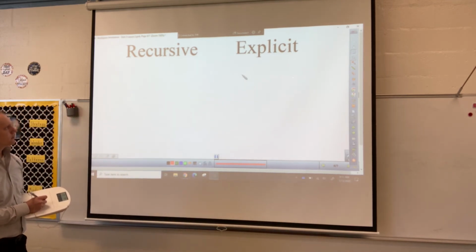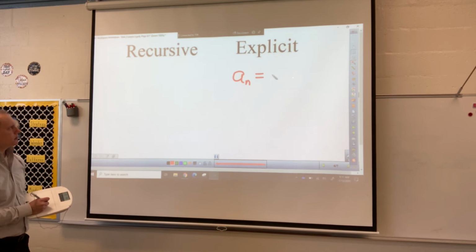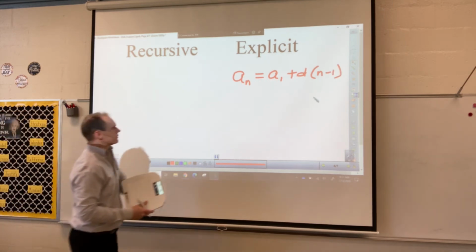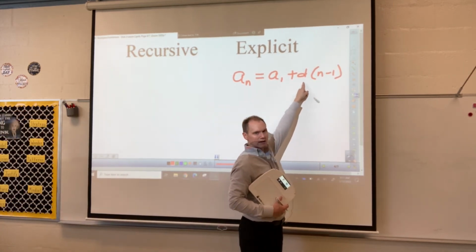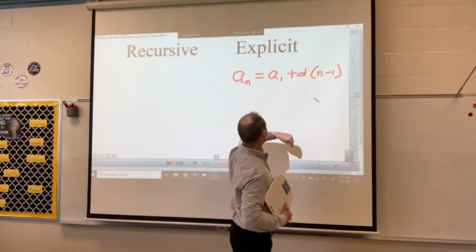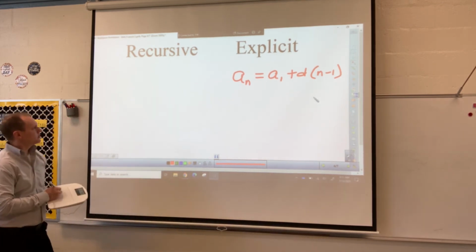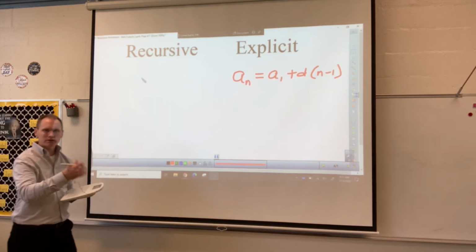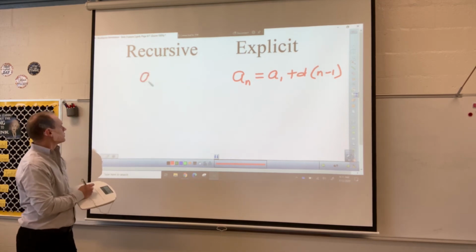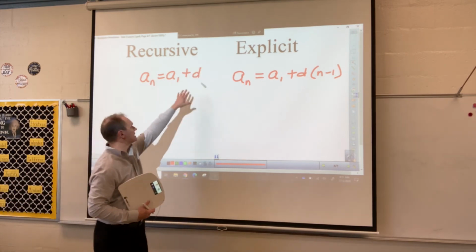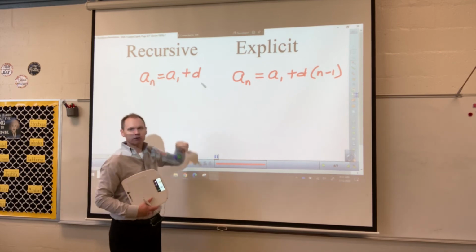Again, for explicit, the formula is a sub n equals a1 plus the common difference times n minus 1. So again, the first term in our sequence, whatever you're adding each time, and then n minus 1 will always be there as long as you're starting with the first term here. Whereas recursive is more of that repetitive process to getting one term to the next. So we're going a sub n equals a sub n minus 1 plus whatever that common difference is. So we're adding d each time we go in this process.